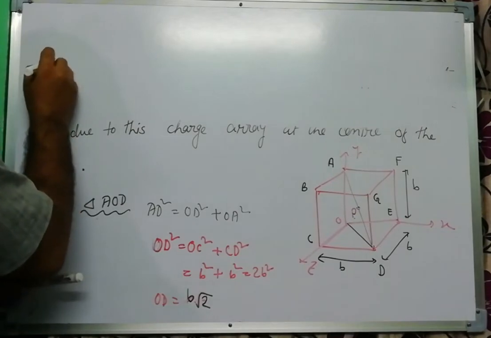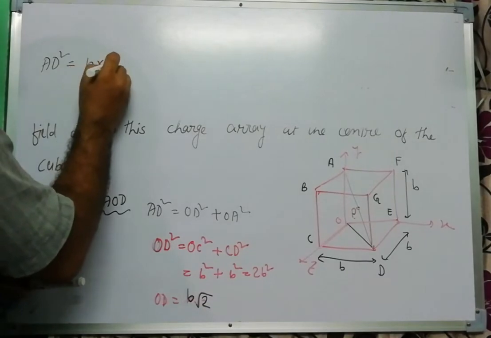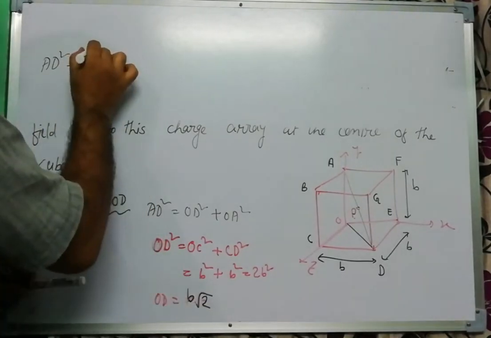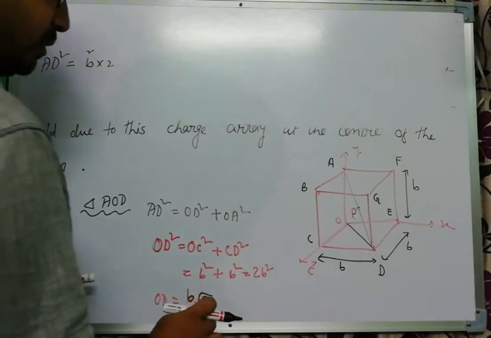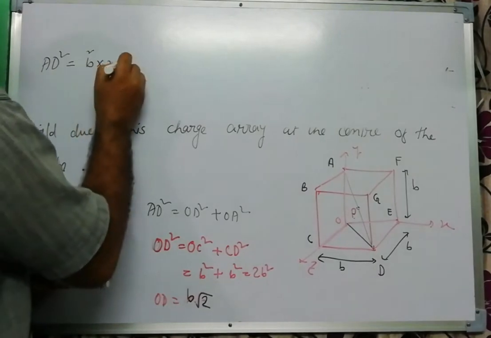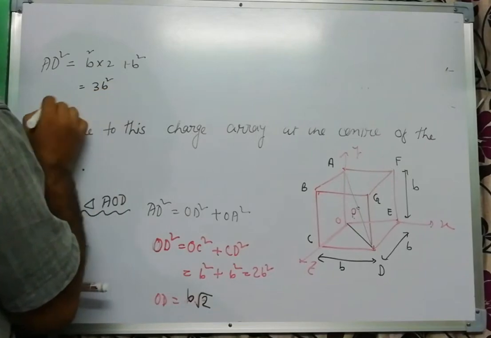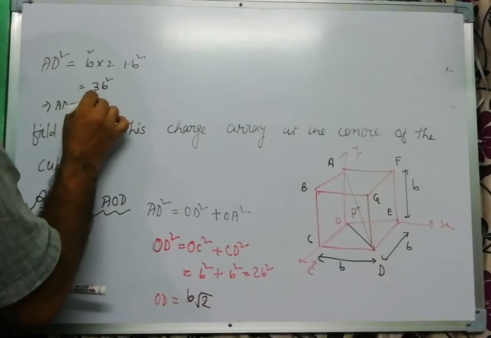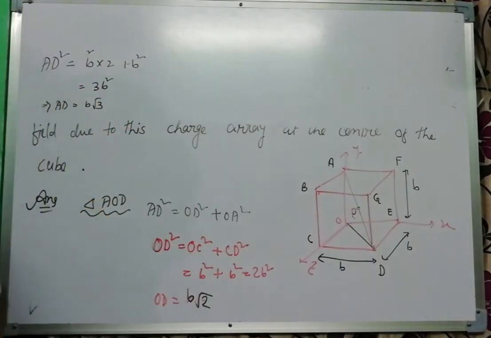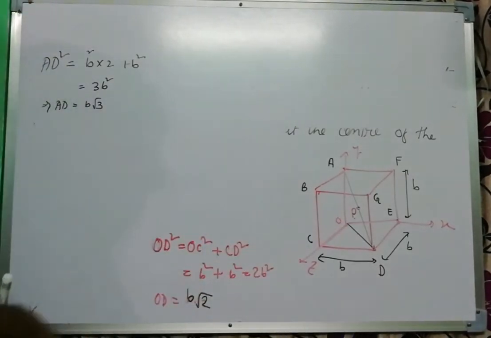So AD square is equal to OD square, which is 2B square, and OA square, which is B square. So there is basically 3B square. Therefore AD is equal to B root 3. This is the value of AD. The length of AD we found out.